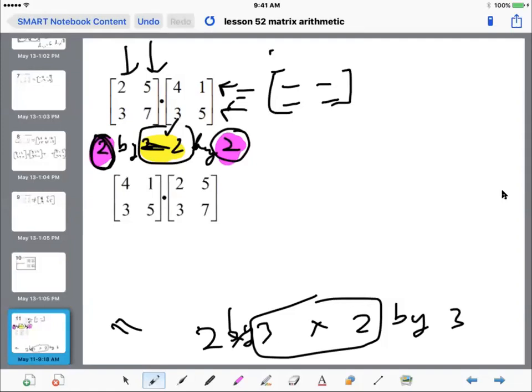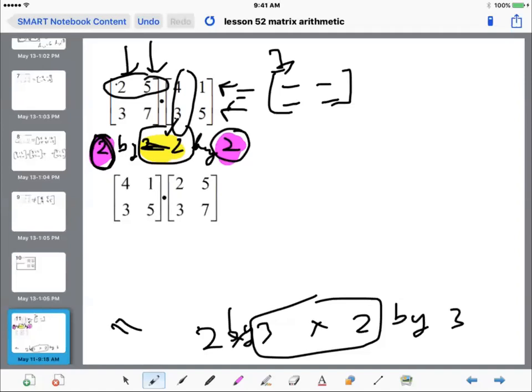To get the number that's in row 1, column 1 of the solution, for the purpose of explaining, I'm going to draw a little oval here. I take the numbers from row 1, and I'm going to combine them somehow with the numbers in column 1 of the thing on the right. And here's how I'm going to do it.